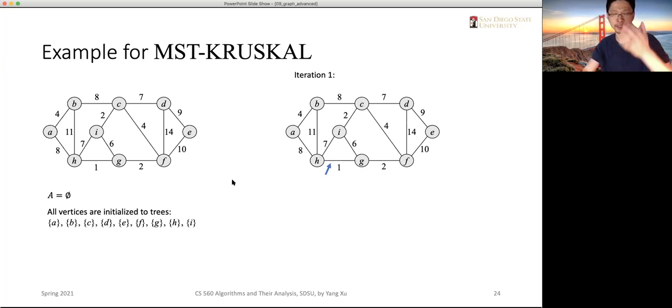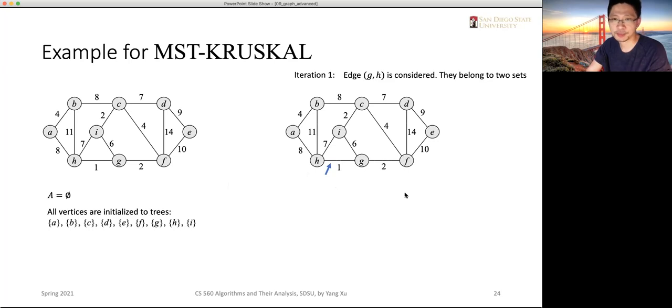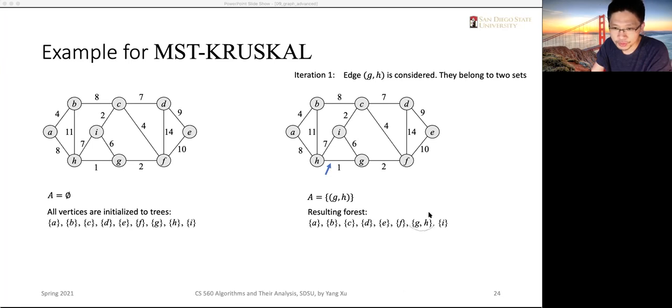So it's basically the edge from H to G, right? And we will examine whether the two ends, G and H, belong to the same set or not, okay? And it turns out G and H are two different sets. So the edge will be added, according to the algorithm, to the subset A. And G and H will also be unioned, right? At the beginning, they are two sets. So in the first iteration, they will be unioned, okay?